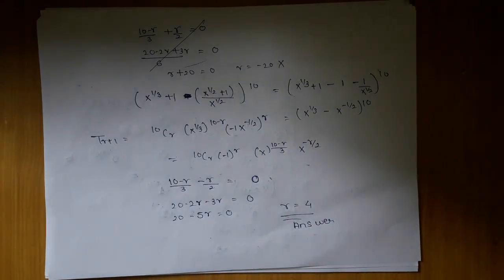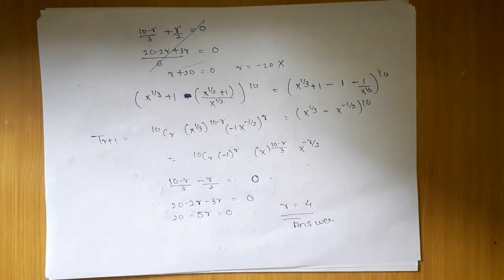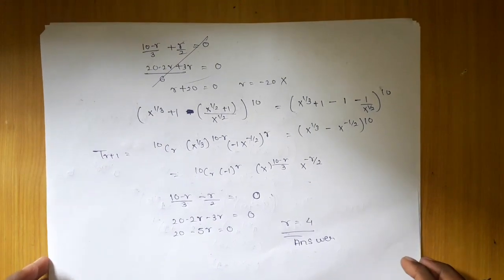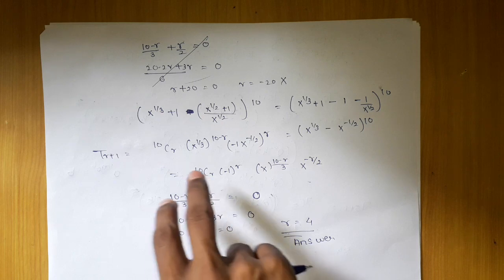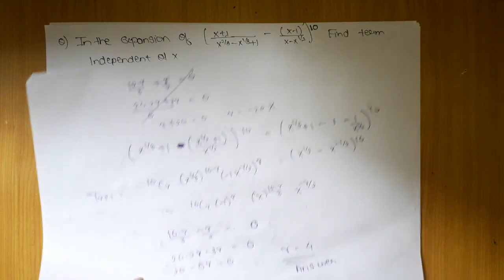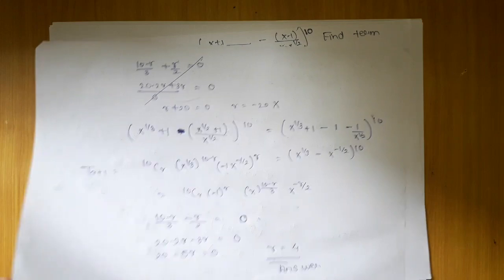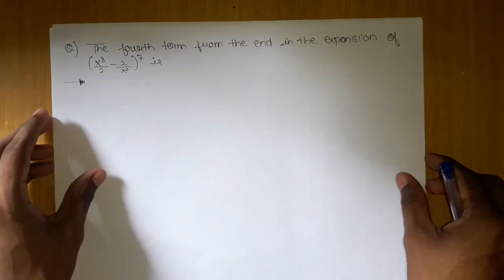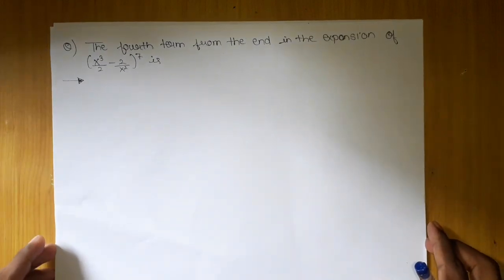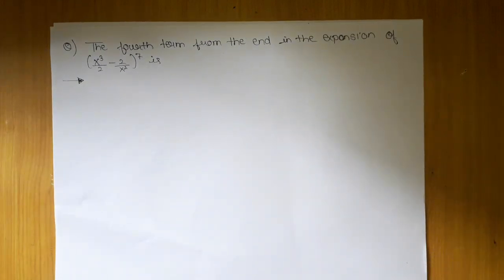So let's move on to the next question. The next question which we are going to take is this, which is as follows: the fourth term from the end in the expansion of (x^(3/2) minus 2/x^2) to the power 7 is.